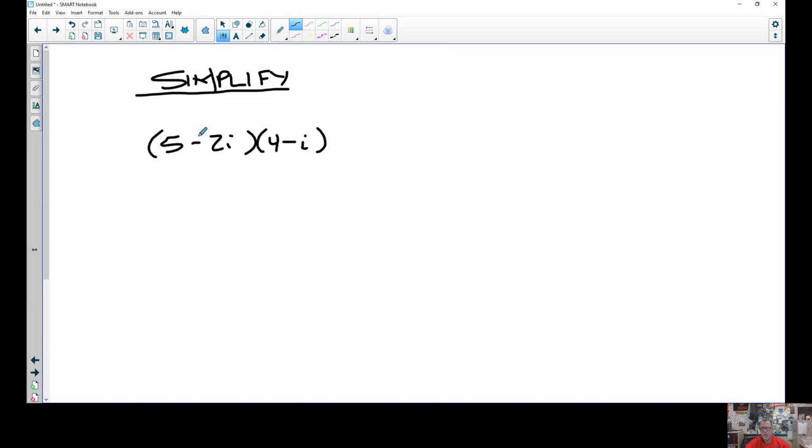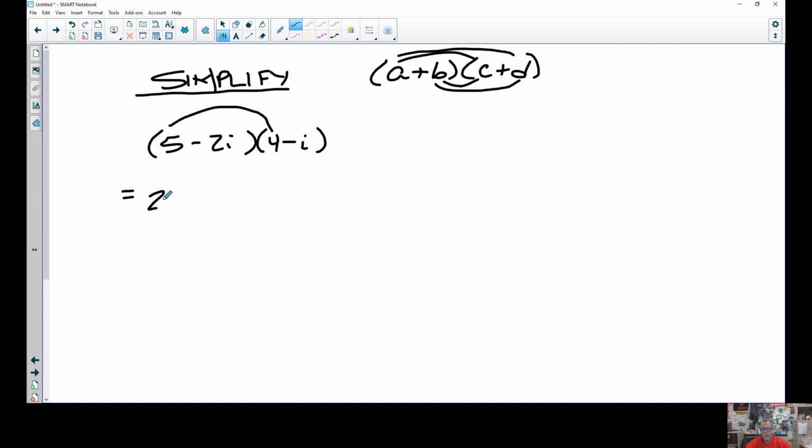Anytime you had a plus b times c plus d, you just did FOIL, right? First, outer, inner, and last. Same idea here. These are just components. So we have a binomial, so to speak, with a complex number, because we've got two pieces times two pieces. So we're going to distribute, however you want to think of it. I'm going to multiply this times that and this times that, and then the same thing with the second part.